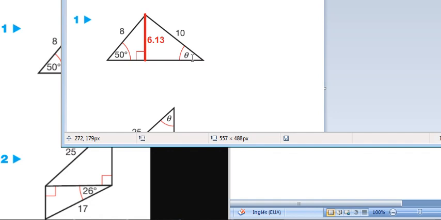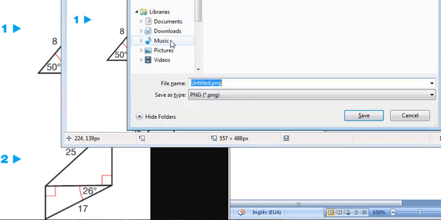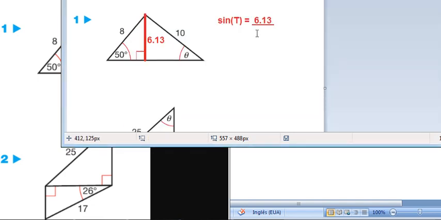Now once again, we have to relate the opposite side and the hypotenuse. So this is going to be the sine rule again. So the sine of theta, I don't have theta, so I'm going to use t, okay? The sine of theta, this angle here, is going to be equal to the opposite side, which is 6.13, divided by 10.